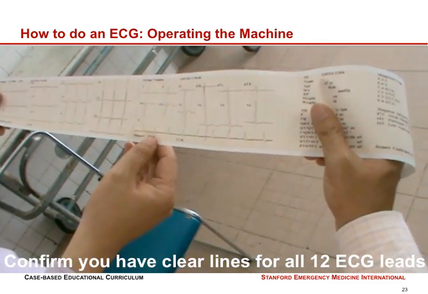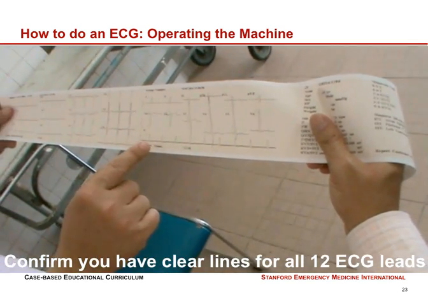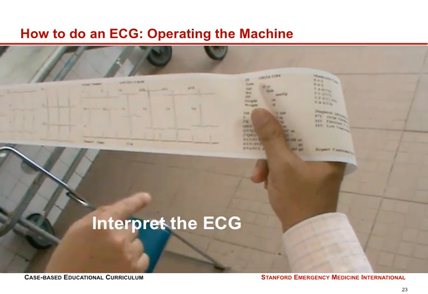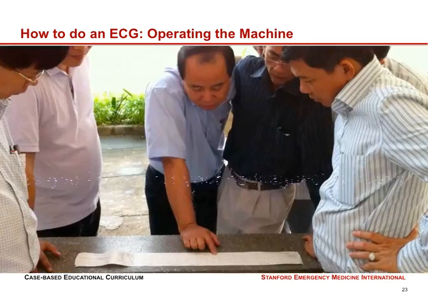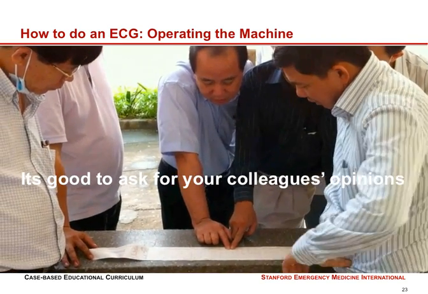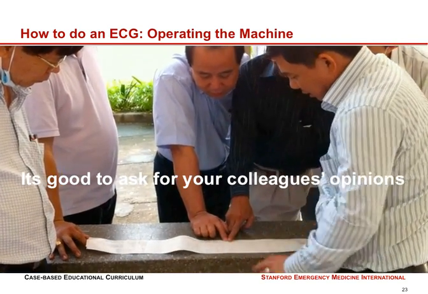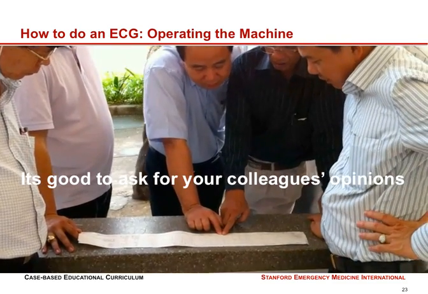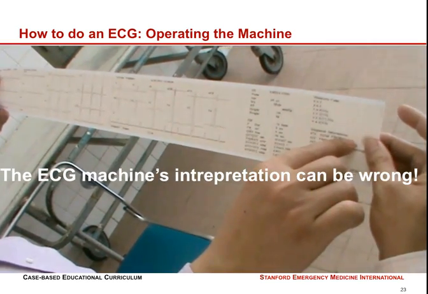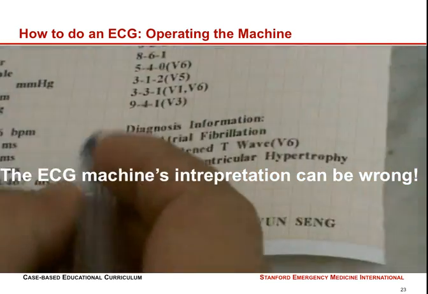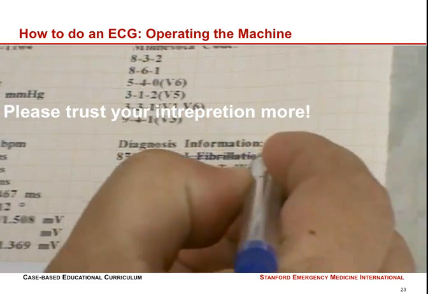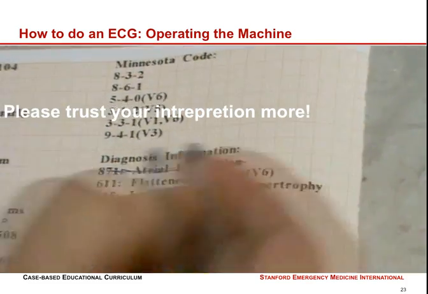Confirm that you have clear lines for all 12 ECG leads, and interpret the ECG. It's a good idea to ask for your colleague's opinion about what the ECG shows. What sort of rhythm is present, and is anything abnormal? The ECG's interpretation can be wrong. Please trust your own interpretation more.